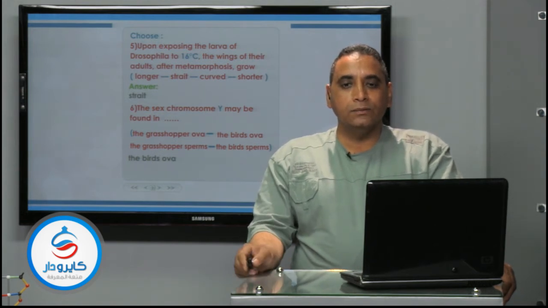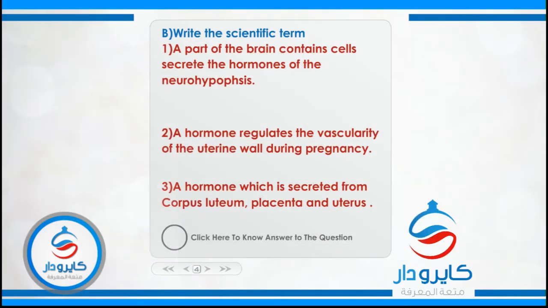The next question. Write the scientific term: a part of the brain that contains cells secreting the hormones of the neurohypophysis. The two hormones of the second part of the pituitary gland. The pituitary gland consists of two main parts, the adenohypophysis and the neurohypophysis. The adenohypophysis secretes 6 hormones, but the neurohypophysis secretes 2 hormones.